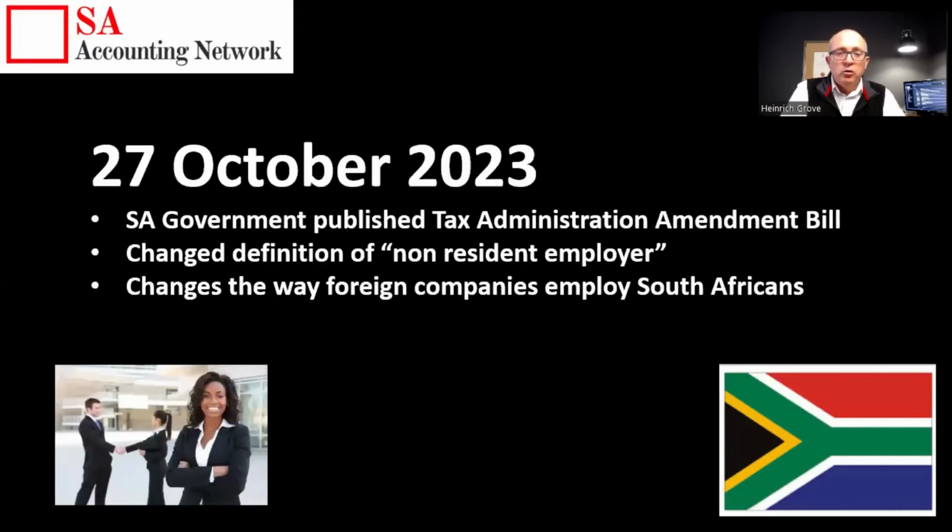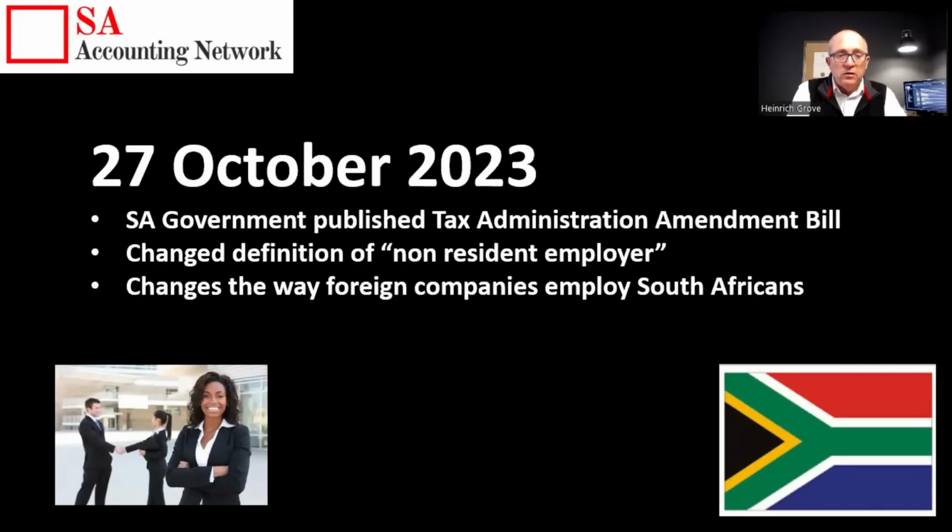So, what changed? On the 27th of October 2023, the South African government published the Tax Administration Amendment Bill. This is something that they do from time to time. If they're not happy with some parts of the legislation, then they issue this Amendment Bill just to change certain things inside the Income Tax Act. The main thing that we need to be concerned about today is a small definition that they changed, and that's the definition of a non-resident employer. Just that one small change makes a big difference to the way that the tax is treated when you have South African employees.